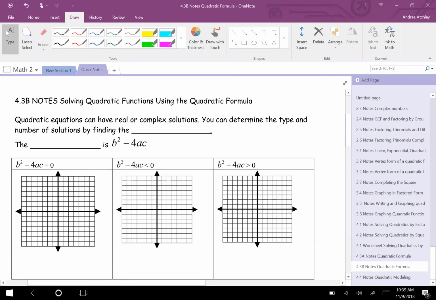Okay, so we are going to talk about the discriminant. Quadratic equations have real or complex solutions. Highlight complex solutions, because I'm guessing a lot of us aren't quite sure what that means. You're going to need to know, because I'm going to ask you on a test what a complex solution is. So complex means it's imaginary.